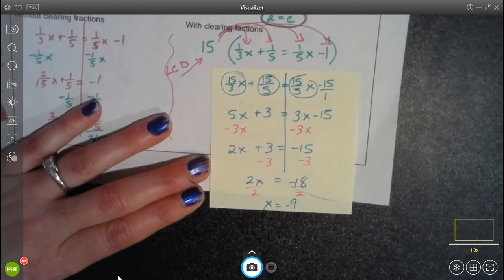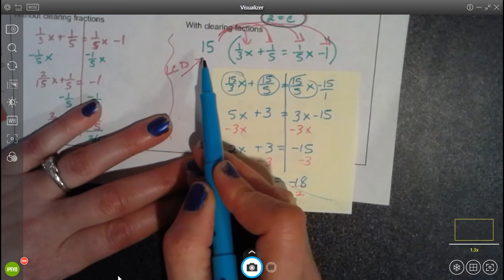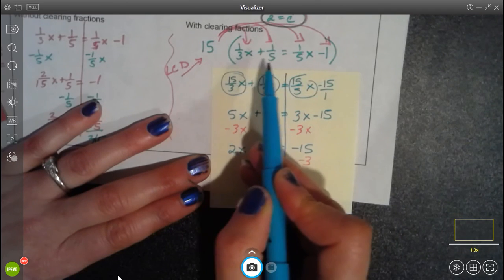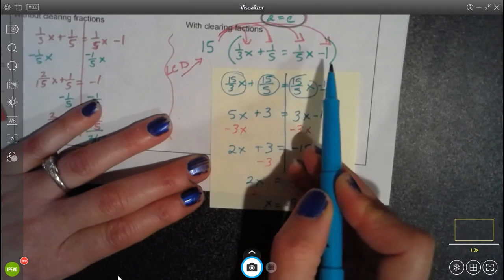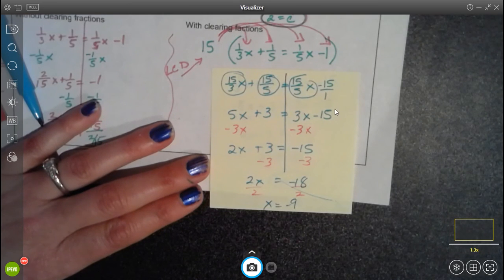Okay. So the trick is finding the least common denominator and multiplying every single term in the equation by it. We can try one more together in class sometime.